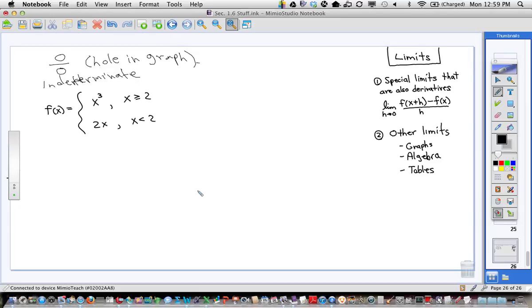Let's do the graph first, because maybe that's the easier one to see. If you draw the graph, 2x is a line that goes through the origin and has a slope of 2, and that's for x less than 2. Wouldn't that have an open circle right there? And what would the y value be where that open circle is? 4, right? Even though it doesn't hit that point, that would be 4.